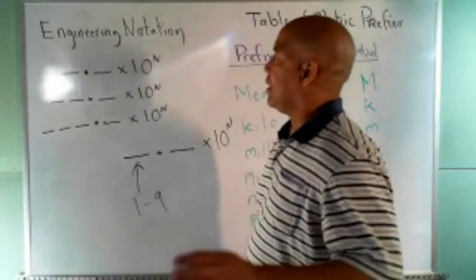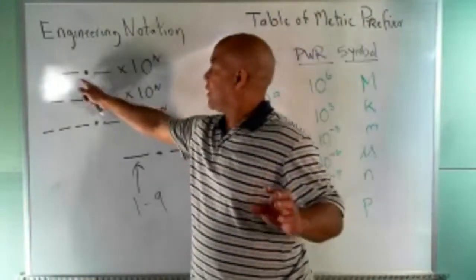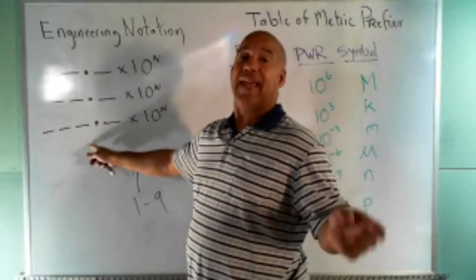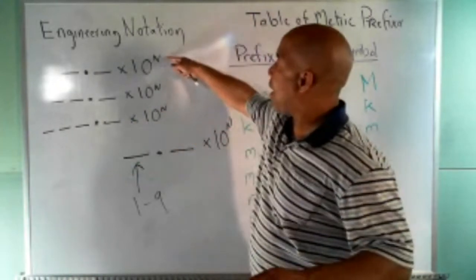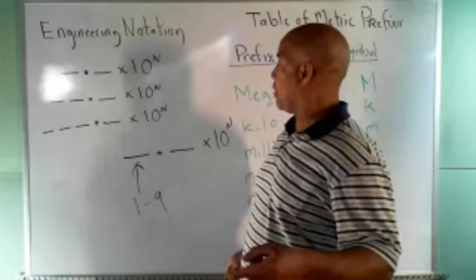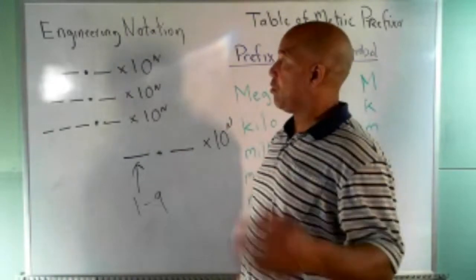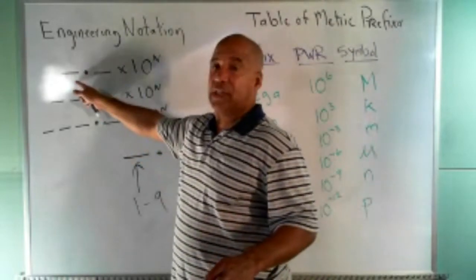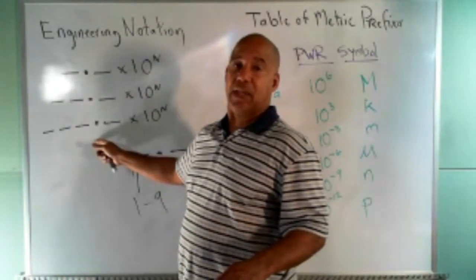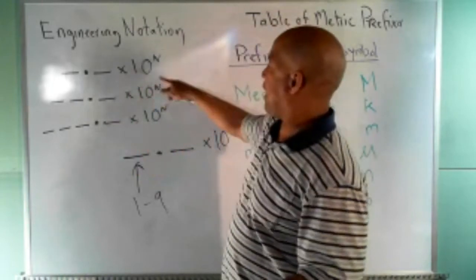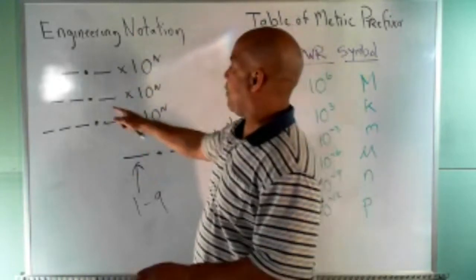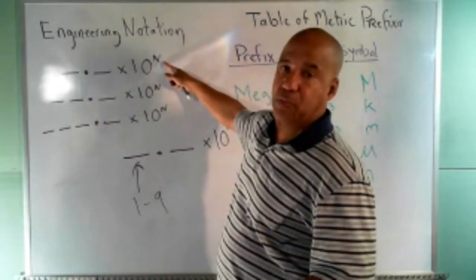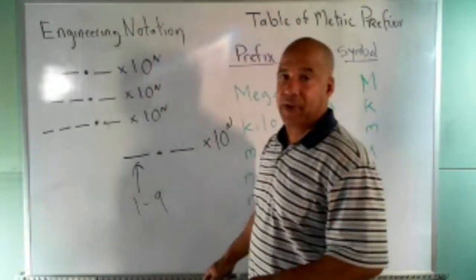So in engineering notation, I can have one, two, or three places to the left. In addition to that, the power has to be a multiple of 3. So it can be a 3, a 9, a 12. It's got to be a multiple of 3. That's what determines whether you have one, two, or three places to the left. You have to move that decimal point around so that you have a form like one of these and at the same time have the power be a multiple of 3.